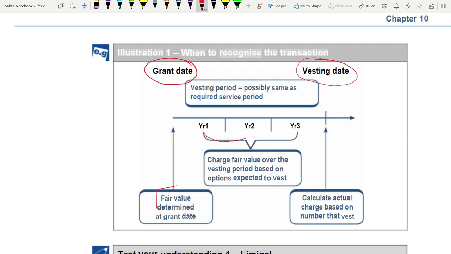And this is usually the same as the service period. That means if the employee is there for 3 years, they need to stay for 3 years. Okay, it is the same as the vesting period. Then your fair value. You need to charge that fair value over this vesting period based on the options expected to vest, not the actual. And when you come to the vesting date, calculate the actual charge based on the number that vest, actual. Vesting period is based on expectation. Vesting date, the actual.